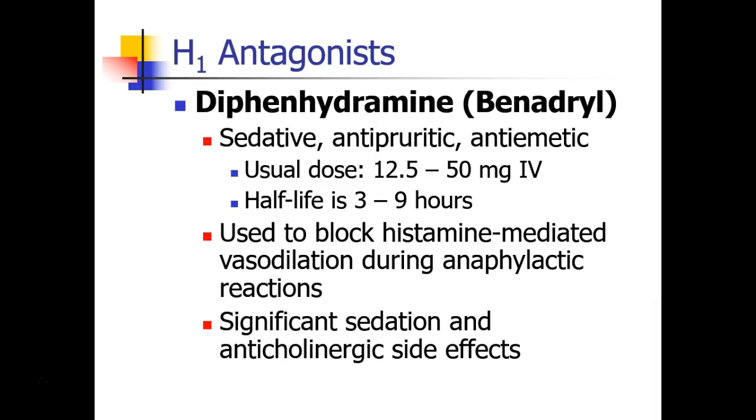The classic example of a first-generation H1 blocker is diphenhydramine, or Benadryl, which can be used as a sedative, an antipruritic, or an antiemetic. Its dose is between 12.5 and 50 milligrams IV with a half-life of 3 to 9 hours. It can be used to block histamine-mediated vasodilation that occurs during anaphylactic and other allergic reactions. And the side effects include significant sedation and anticholinergic side effects.